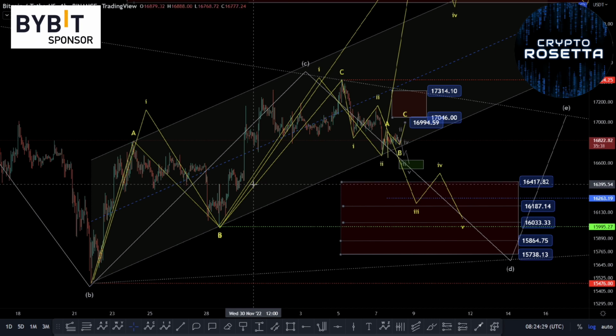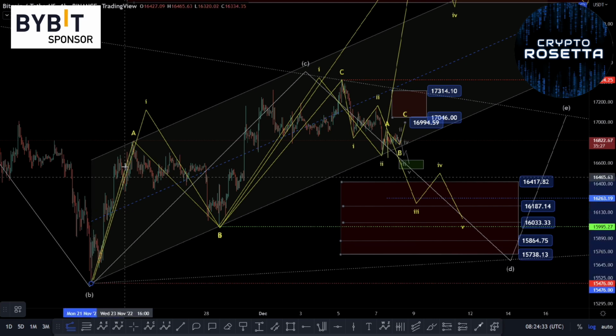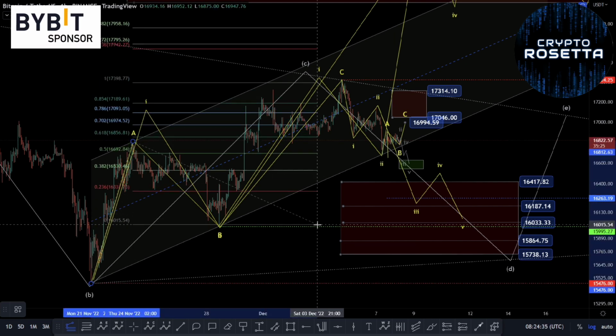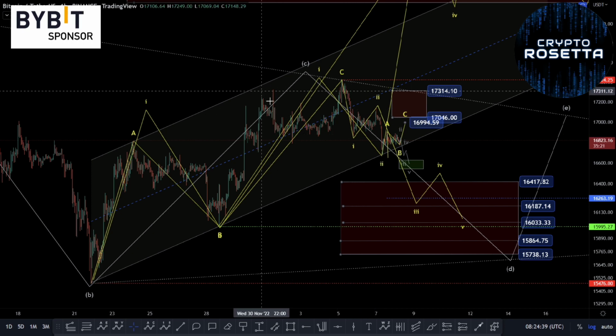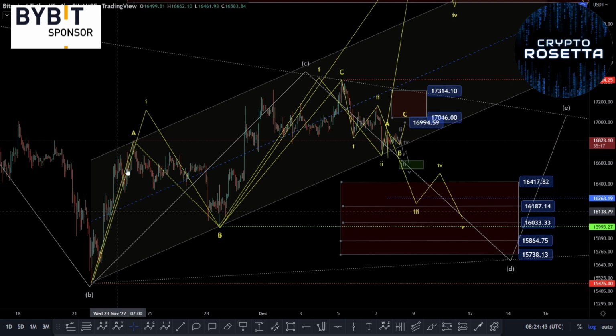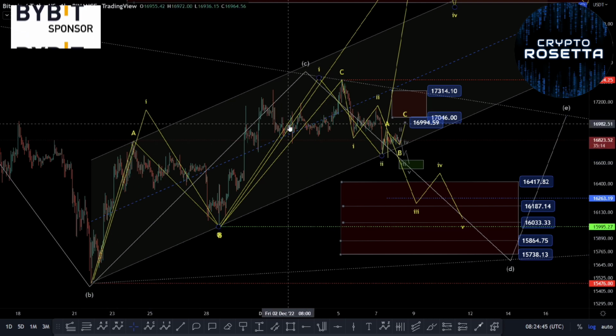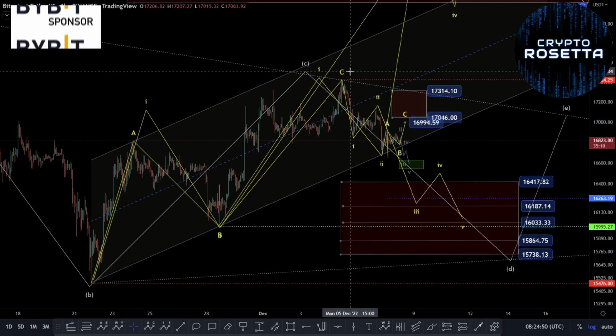I could potentially see it is you would have to look at it potentially as a leading diagonal into here. So you'd have this as a 1, 2, 3, 4, and a 5. So a contracting diagonal like this.